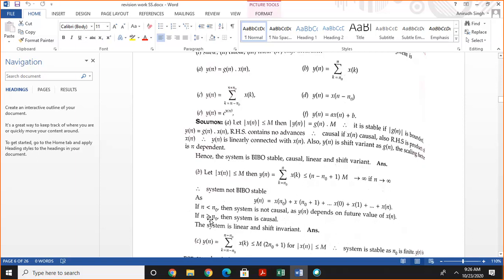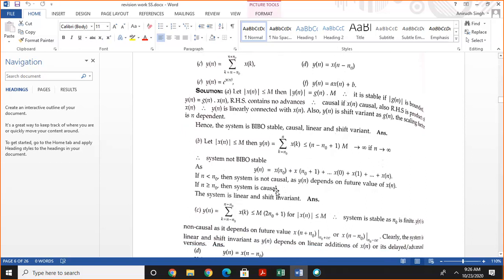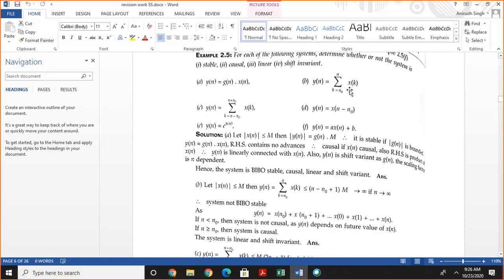If n is also negative, then y of n depends only on the future, for example minus 5, minus 4, and the last one is minus 1. So the output depends only on future values of x of n. In that case, this system is not causal. But if n is positive, or n is greater than or equal to n naught, then the system is causal, because the output depends only on past and present input.